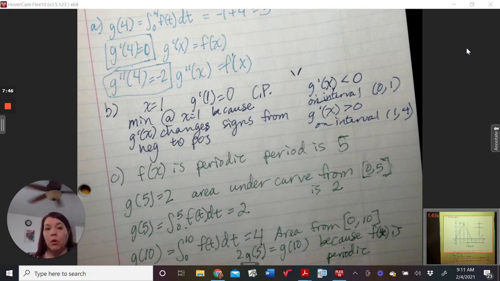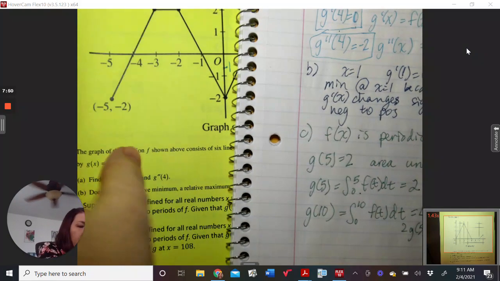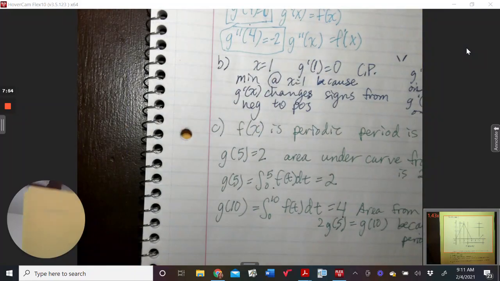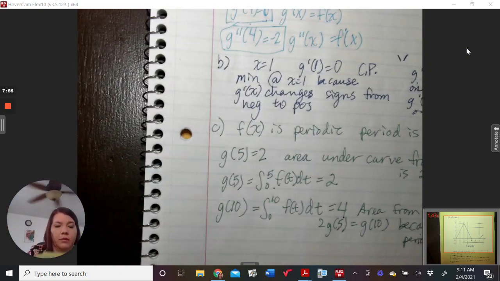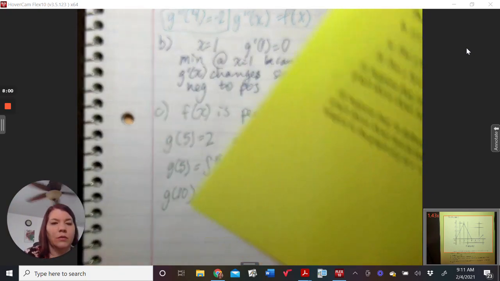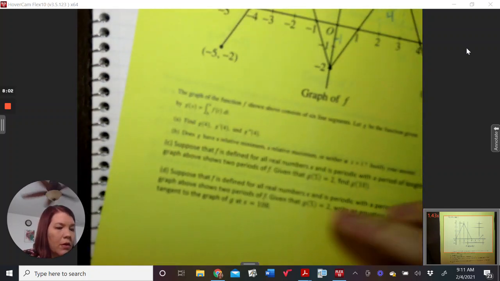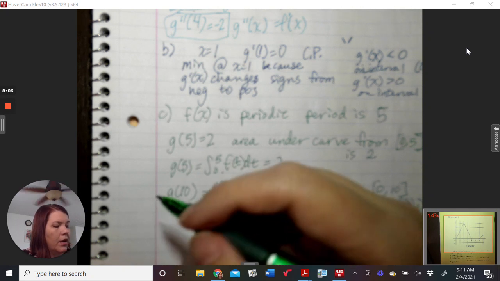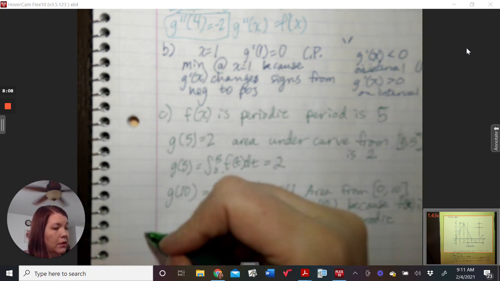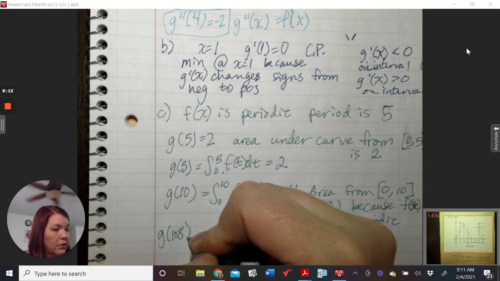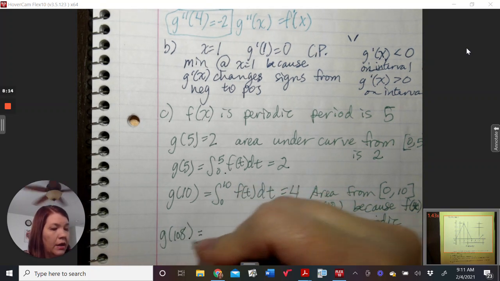Okay, last question. Suppose that f is defined for all real numbers and is periodic with the same information. Write an equation for the tangent line at x equals 108. Okay, so equation for a tangent line. I need g of 108, and I need g prime of 108.